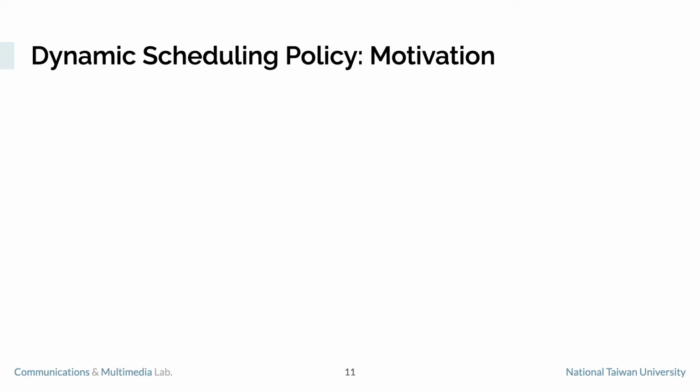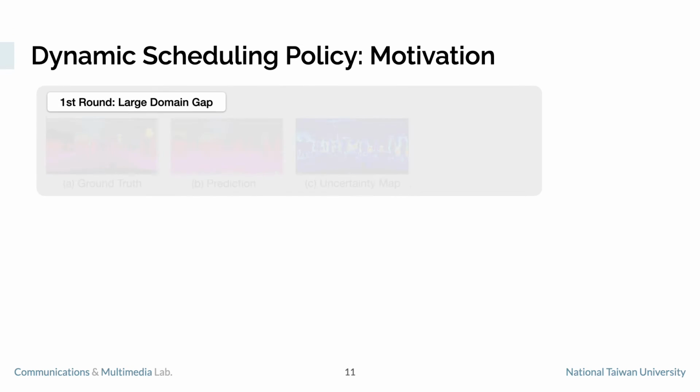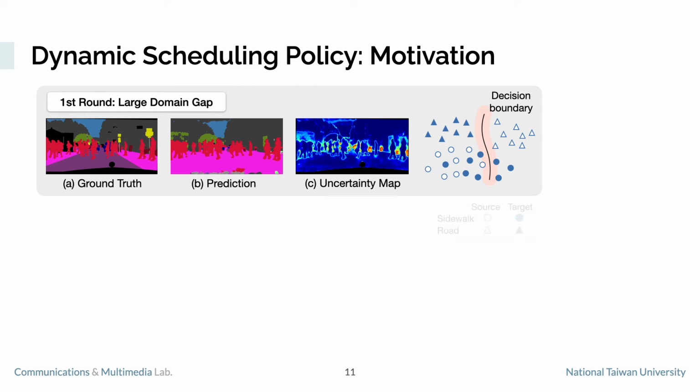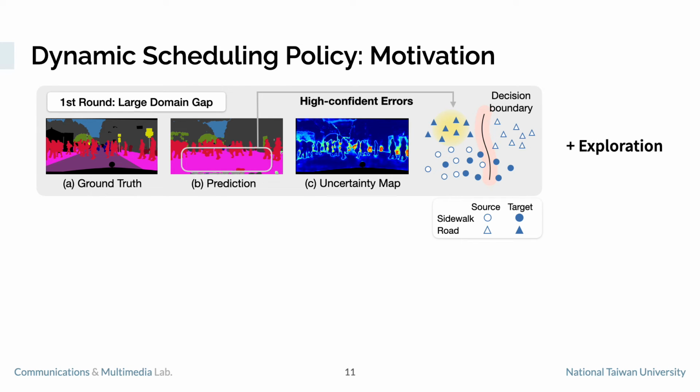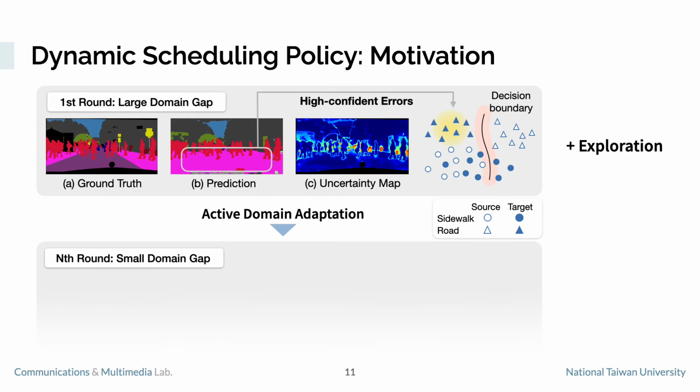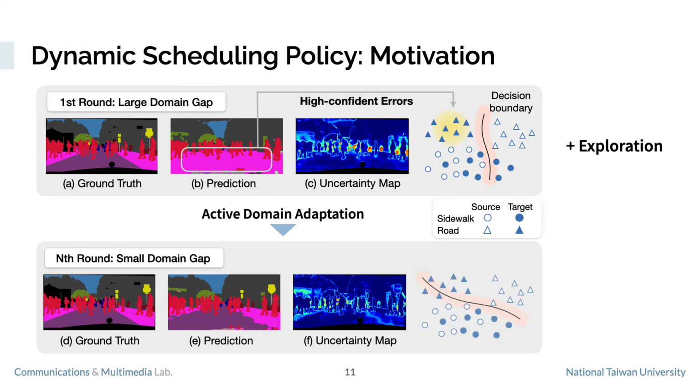Next, we describe the dynamic scheduling policy for the ADA problem. Initially, lots of high-confidence errors exist due to large domain gaps. As shown in the diagram, we need more exploration in the early stage. Then, as the domain shift reduces, high-confidence errors are replaced with low-confidence ones. Thus, we require more exploitation methods to refine the model in the late stage.